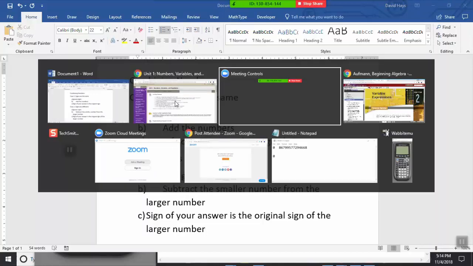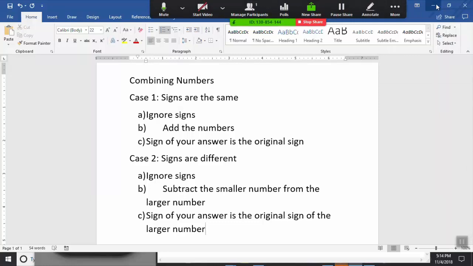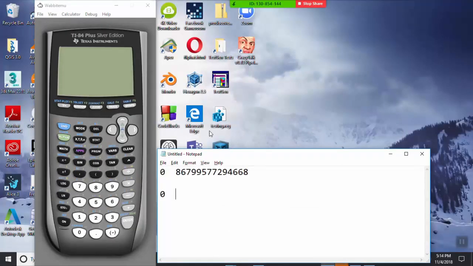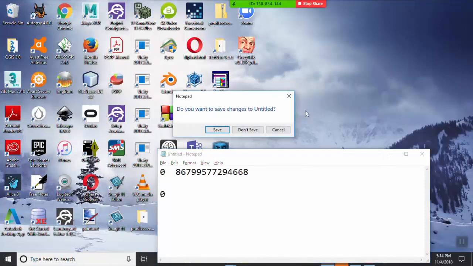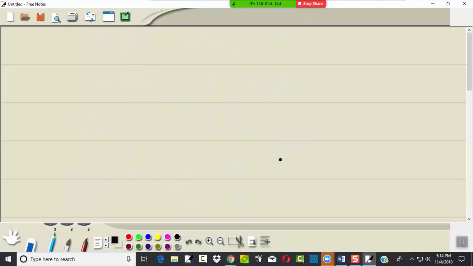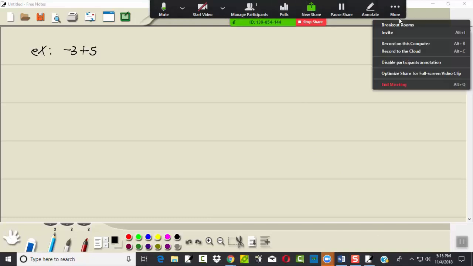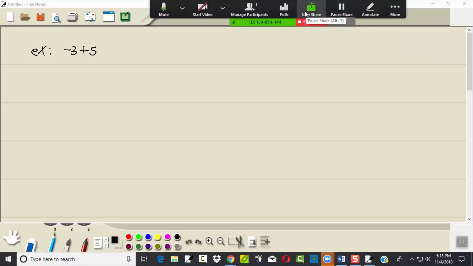Let's take a look at some examples of that. Assuming I have my tablet running, maybe I don't. Okay. Let me get my tablet running. Say I have negative 3 plus 5. Oh, and I should mention, let's see here, Gary's gone. I should have mentioned that there's a chat feature. I don't think I can see it on my end.